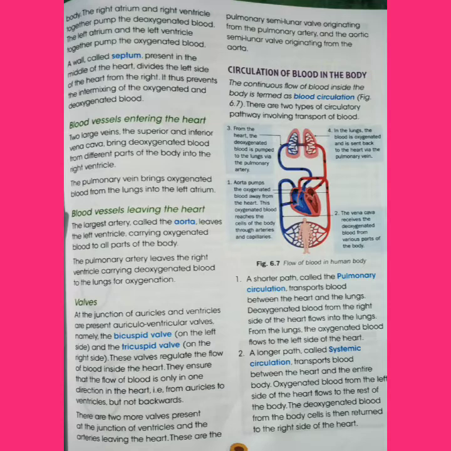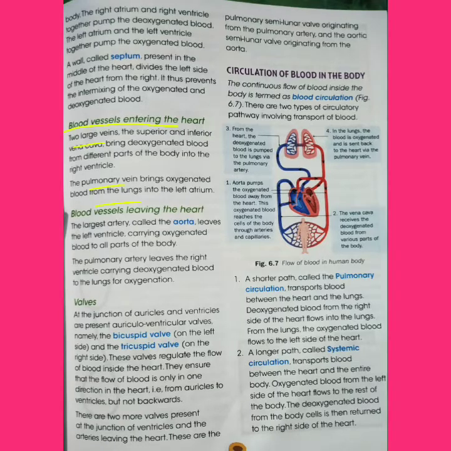So now we already know which blood vessels enter the heart. They are superior and inferior vena cava that bring deoxygenated blood from different body parts, and another one is pulmonary vein which brings oxygenated blood from the lungs.